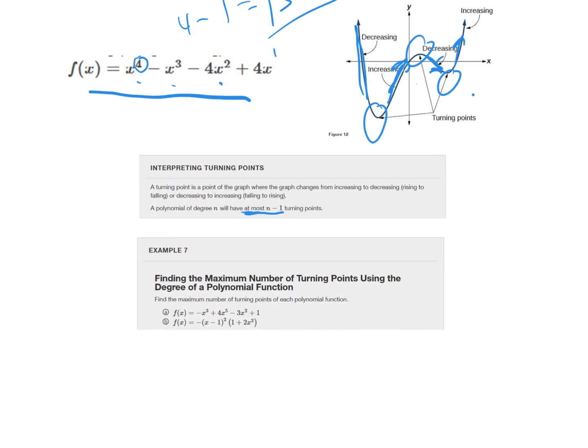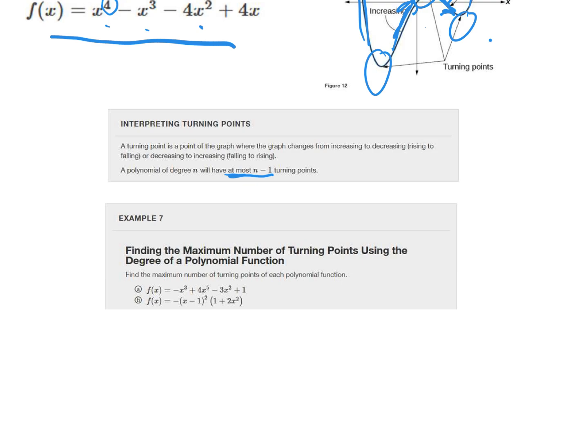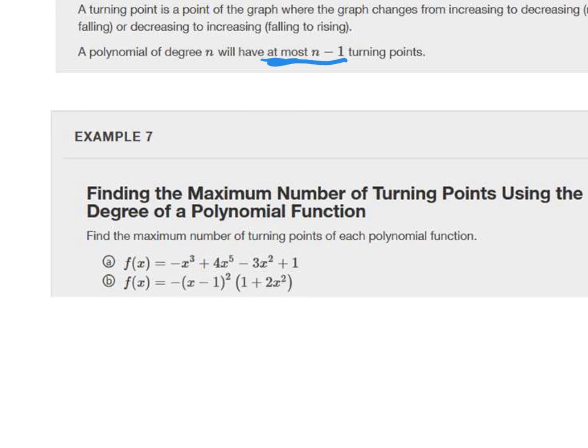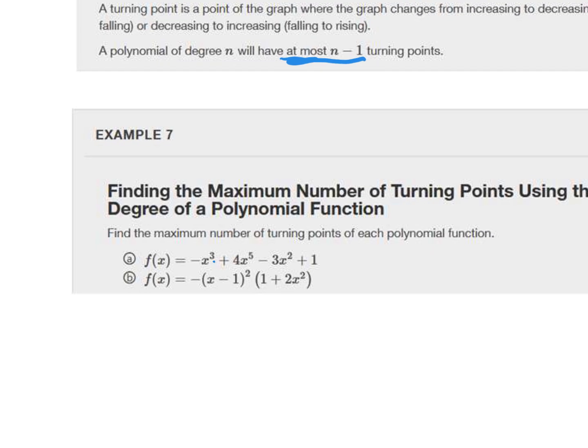All right, example 7. Really simple here. Just identify the highest degree. This is tricking you because the 3 goes before the 5, and that tricks you. A lot of people are going to say, oh, good, 3 is the highest. No, they didn't put it in order. 5 is the highest. 5 minus 1 would be 4. At most 4 turning points. That's why it says find the maximum number of turning points. They know that there could be less, but maximum would be 4.